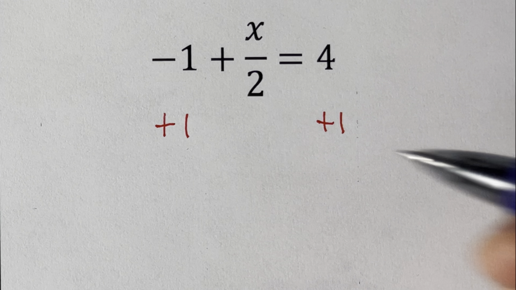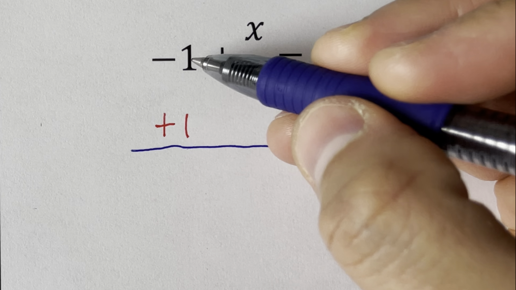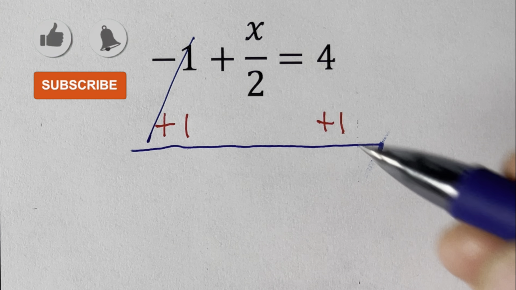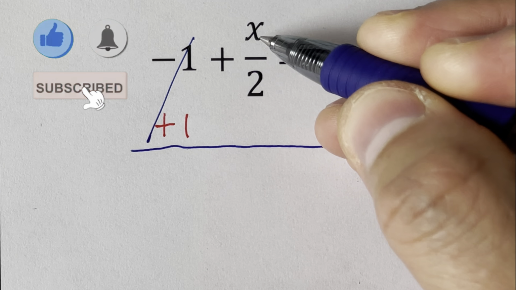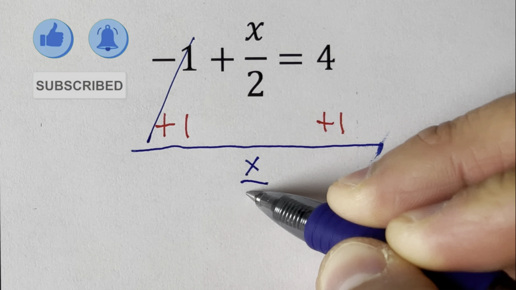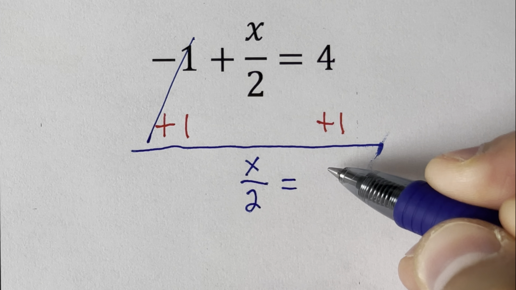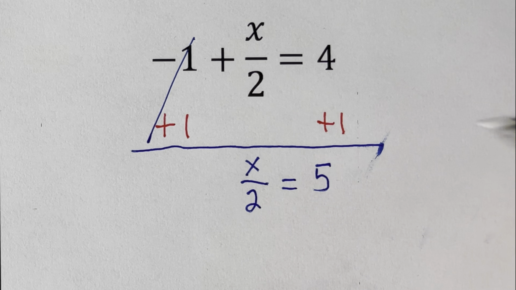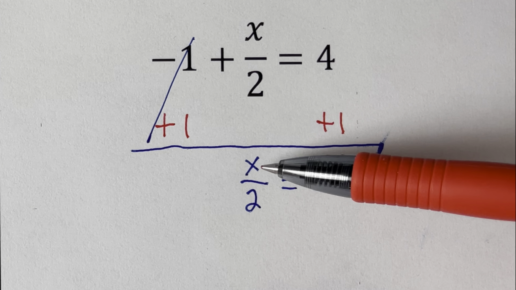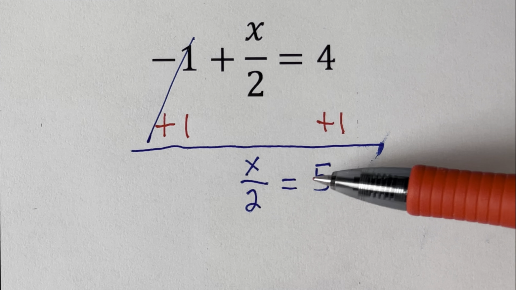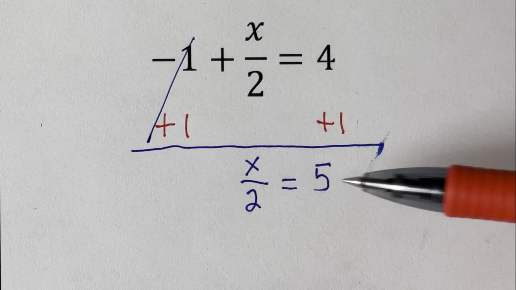So then we cross out this -1 plus 1, that becomes a 0. We are left on the left side with x over 2 is equal to 5. Again, our target here is to isolate x by itself on one side. That is what we mean by solving an equation. So this is x divided by 2 is equal to 5.